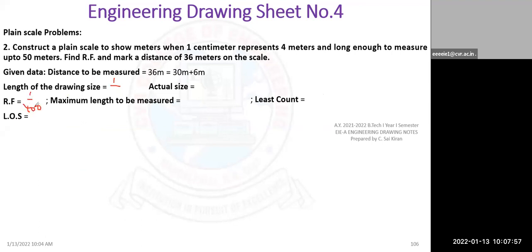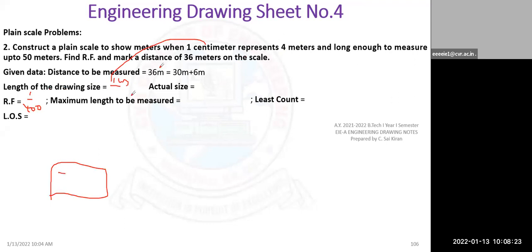How we have to divide this: 30 meters plus 6 meters. We are dividing into 30 meters and 6 meters so that we get the 36 meters. Next, we have to calculate the length of the size. We represent 1 centimeter on the drawing sheet. On the drawing sheet, if you draw a 1 centimeter line, it represents 4 meters.